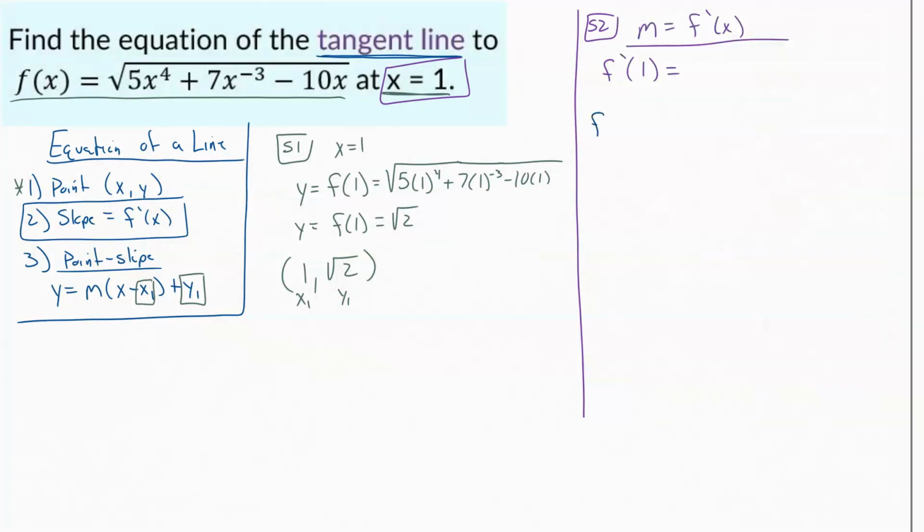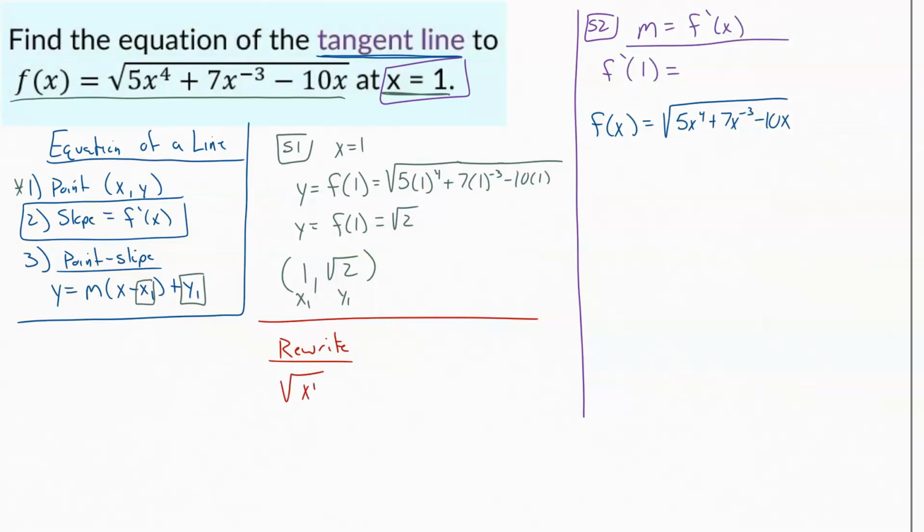So the equation we were given to work with is f of x equals the square root of (5x to the fourth plus 7x to the negative 3 minus 10x). Before we're even allowed to get started on this derivative, we got to rewrite that square root. Anytime you see a root in a problem, that's always going to be a rewrite that you need to do. This is our power over root rewrite.